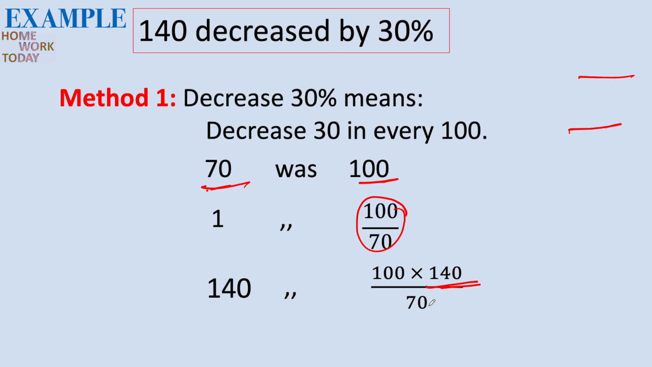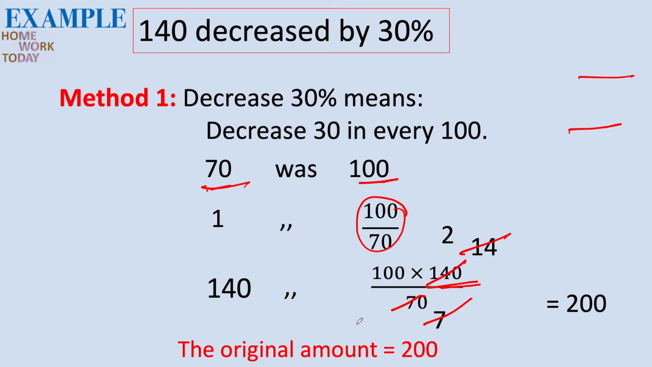Now let's simplify. We divide 140 by 10, we get 14. Dividing 70 by the same 10, we get 7. We divide 14 by 7, we get 2. Now we just multiply 100 by 2 and get 200. So the original amount is 200.